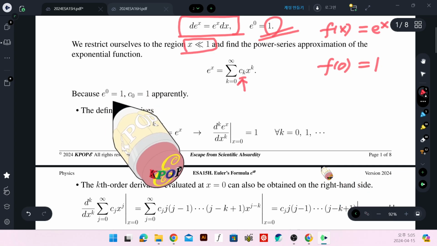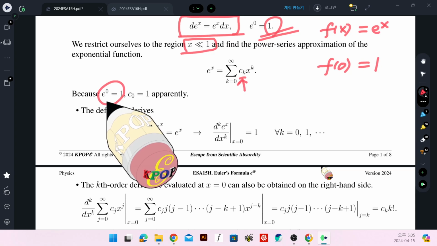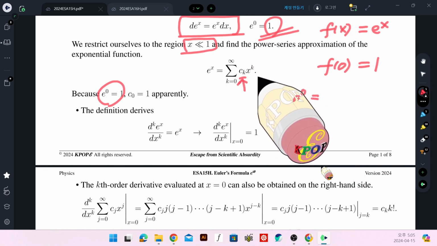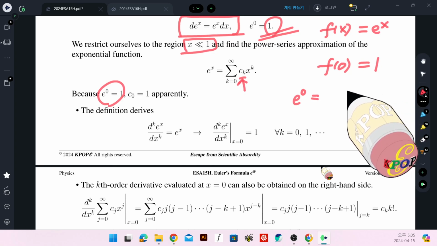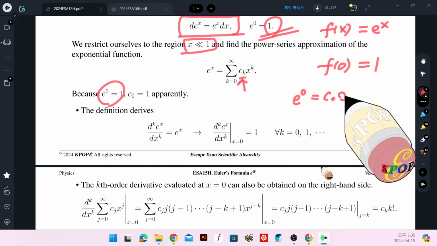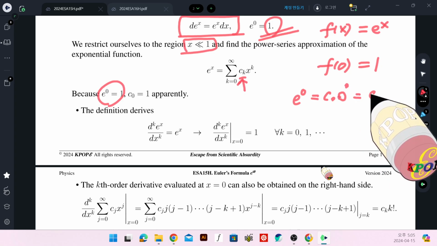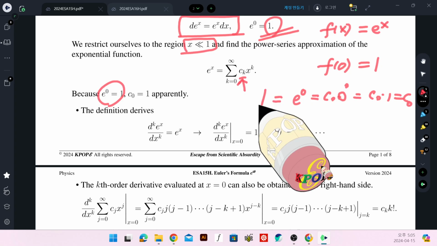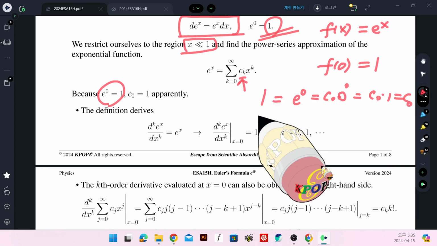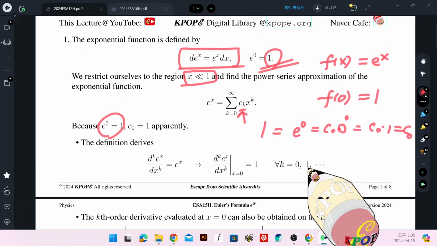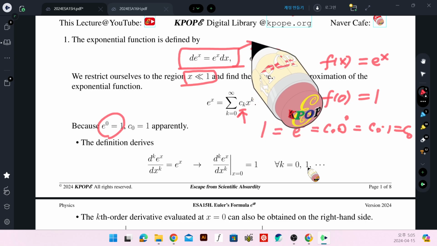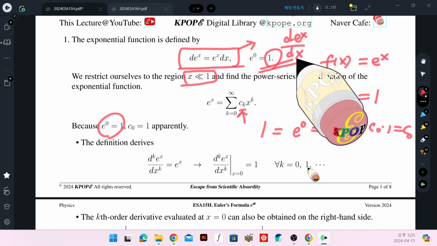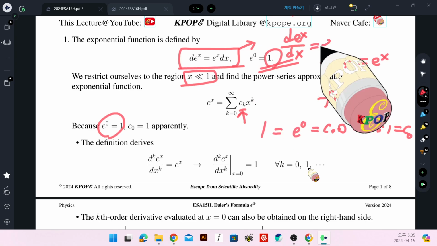Because we have this constraint, we can substitute 0 for x, and everything vanishes except for C0 times 0 to the 0, which is 1. So C0 multiplied by 1 is C0, and our condition is that C0 equals 1. We can make use of this fact: the differential of the exponential divided by the differential of x is identical to e to the x.